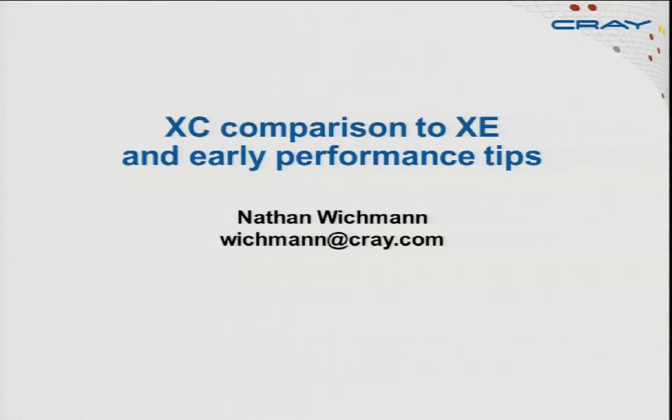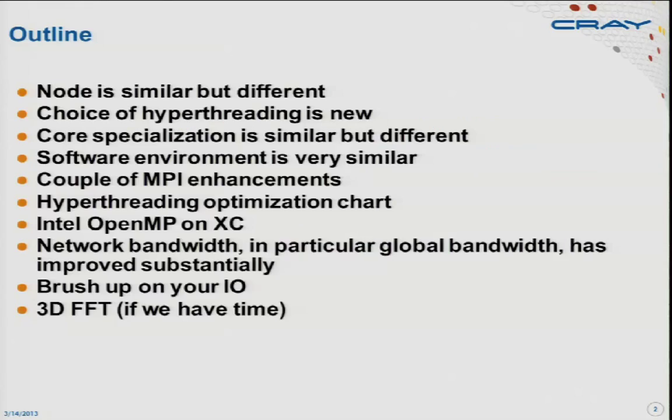So this is the XC to XE comparison and early performance tips. I'm guessing that maybe not all of you, but at least some of you have been working on ROSA. So I'm going to compare and contrast, and I have a processor bake-off that we'll step through. It's a pretty dense slide, but hopefully it'll be a good slide to reference, and you can tell when you are running a different speed and why.